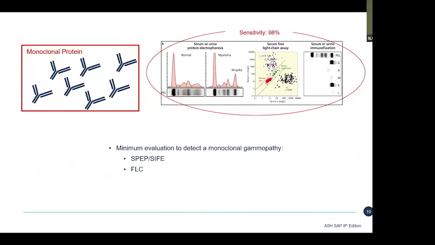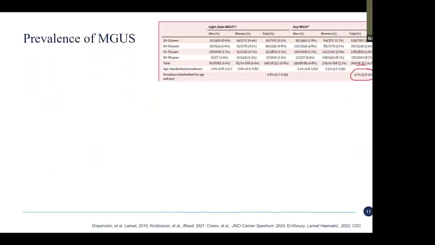So at very minimum, all we really need to detect a monoclonal protein is the SPEP, immunofixation, and the free light chains. So it's really easy to detect a monoclonal gammopathy. And because it's so easy to detect, it's pretty common to see them.